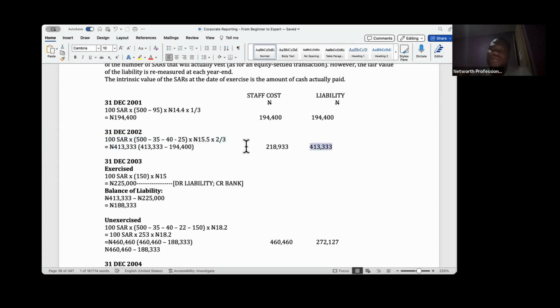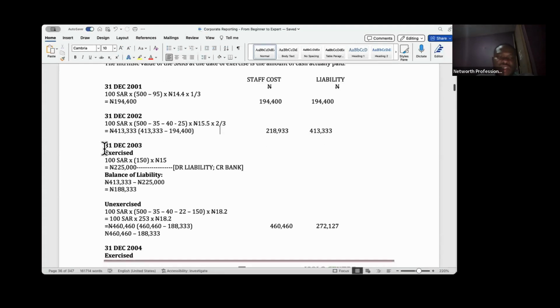This is the cumulative. So this is a schedule, not debit and credit now. We can say this is the balance of our liability at the end of year 2. What goes to P&L is the one that relates to this year, which is why I showed you 413,333 minus the opening balance in liability at year 1. That gives me 218,933. This is what goes to P or L. And that's that for year 2.